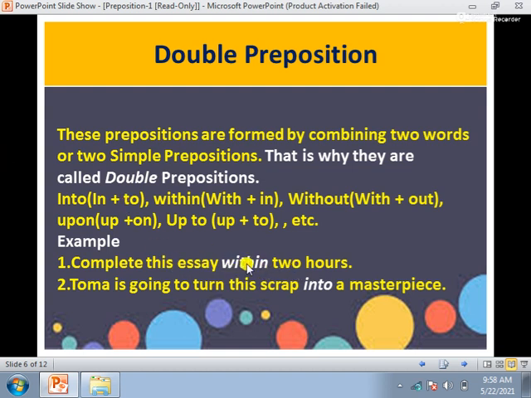This within, you have known earlier, is a double preposition because it has been made with the combination of two single prepositions. Toma is going to turn this scrap into a masterpiece. This preposition into is an example of a double preposition because it has been made by the combination of in and to.